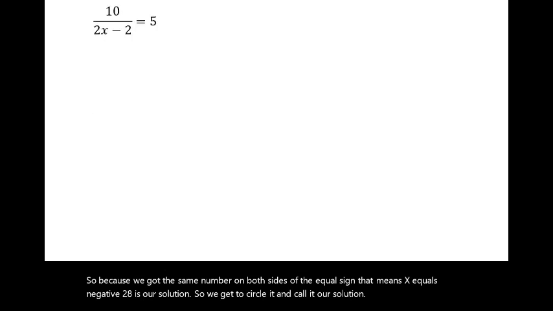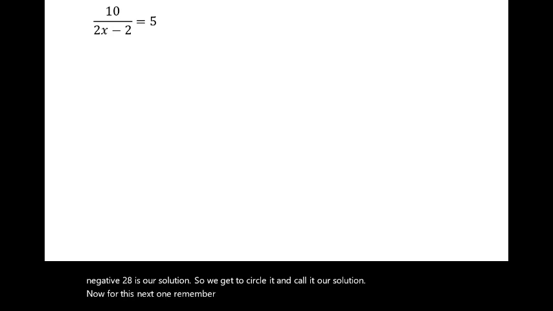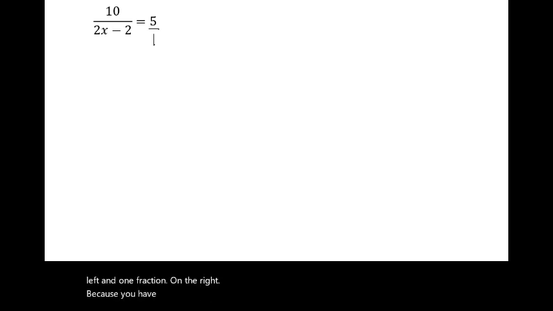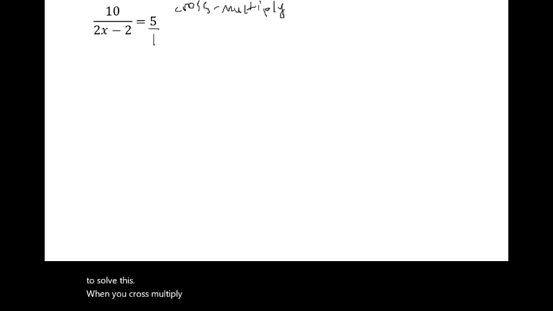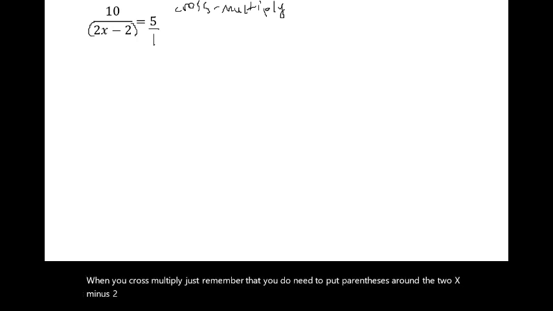Now for this next one, remember you can always turn a whole number into a fraction by putting it over 1. As soon as you turn this 5 into a fraction, suddenly you have one fraction on the left and one fraction on the right. Because you have exactly two fractions, one on the left and one on the right, you can cross multiply to solve this. When you cross multiply, just remember that you do need to put parentheses around the 2x minus 2 because that entire denominator is going to get multiplied. So let's do some cross multiplying.